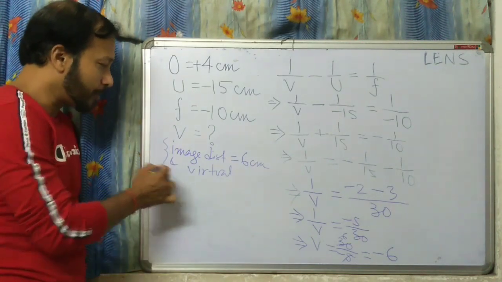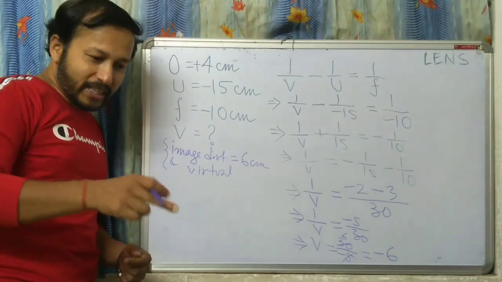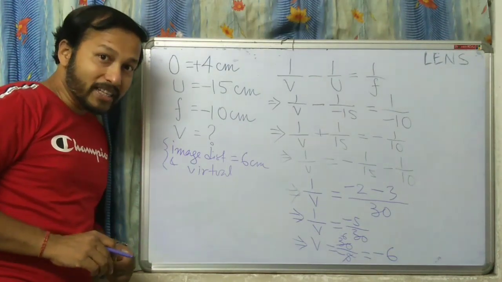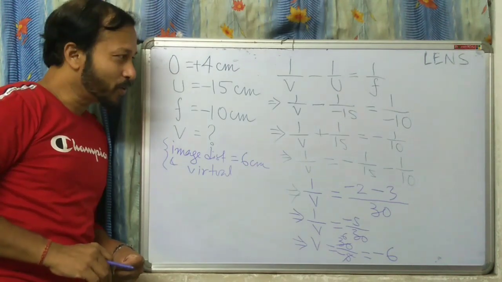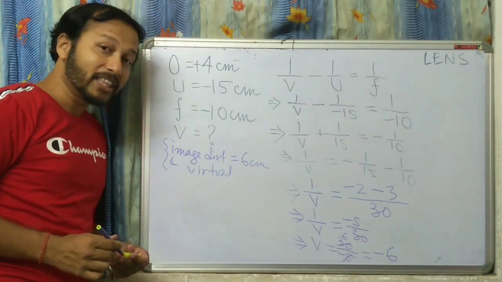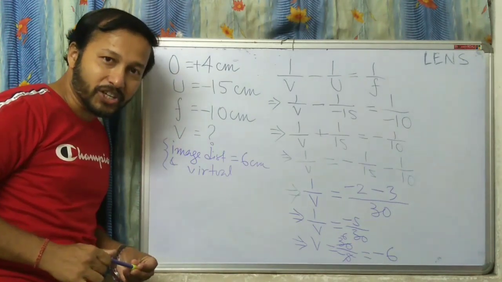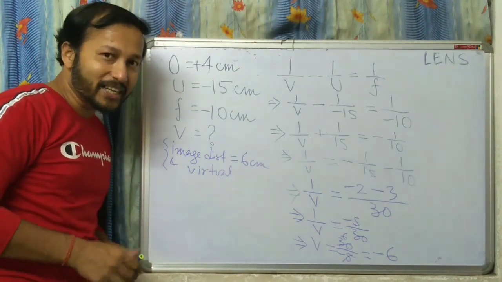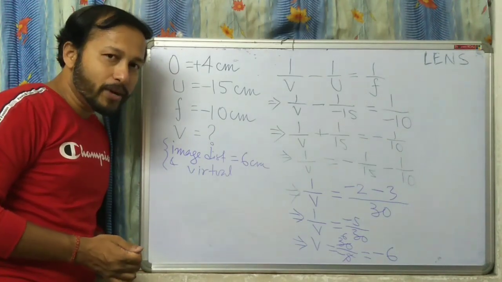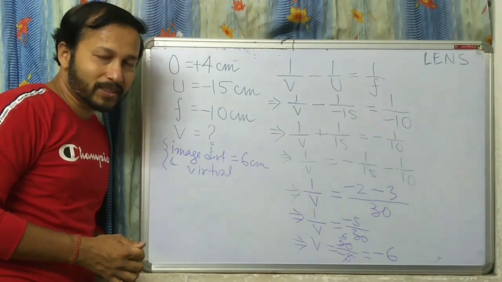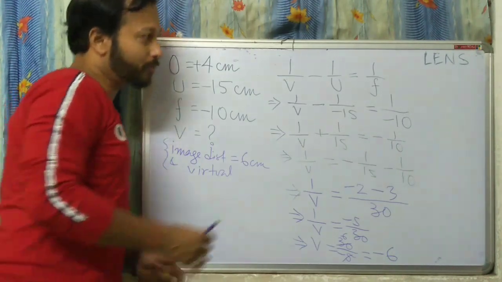You understood this? But the sum is not over yet. See the question. Also find the height of the image. Got it? For that, we will use another formula. To find the height of the image, another formula is required. That formula is V by U equal to I by O. Yes. V by U equal to I by O.